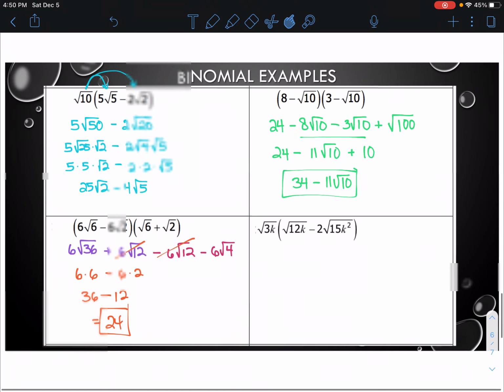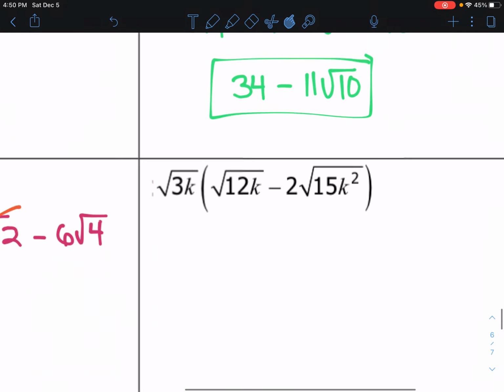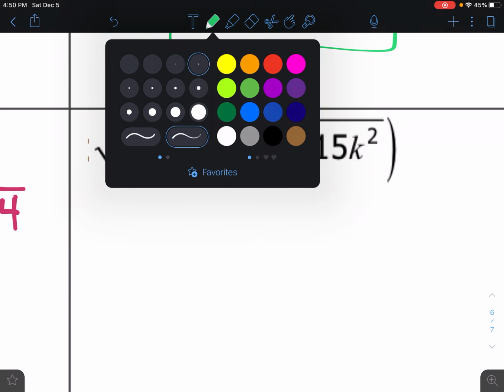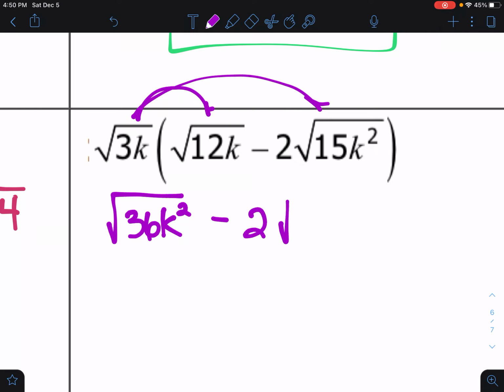Okay, and then the last thing I want to go over is one with some variables in it. All right. Let's see. We've got this times this first. So this would give us the square root of 36k squared. Okay, now we're going to do this. So this would be minus 2 times 3 times 15 gives us 45. K times k squared is k to the third.